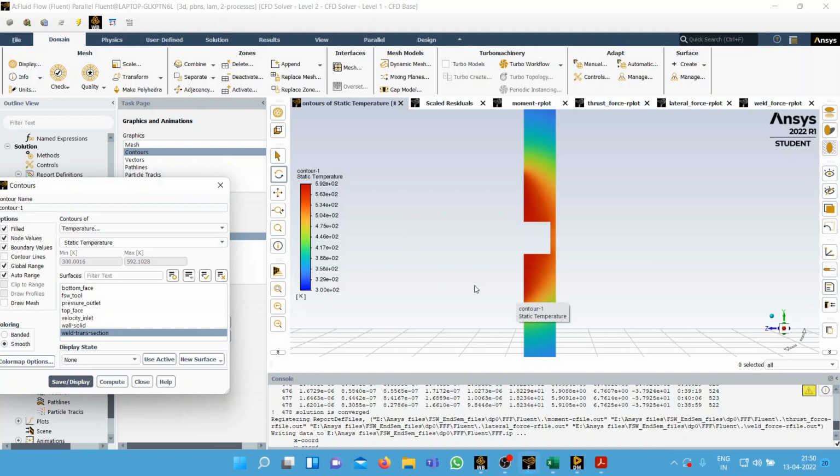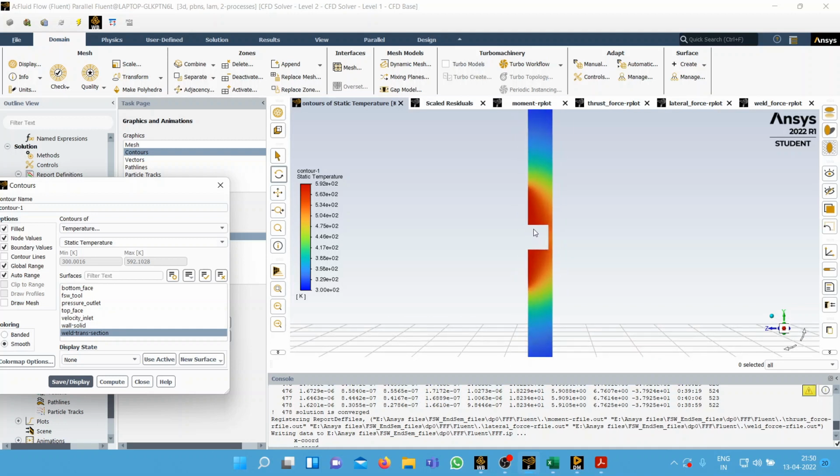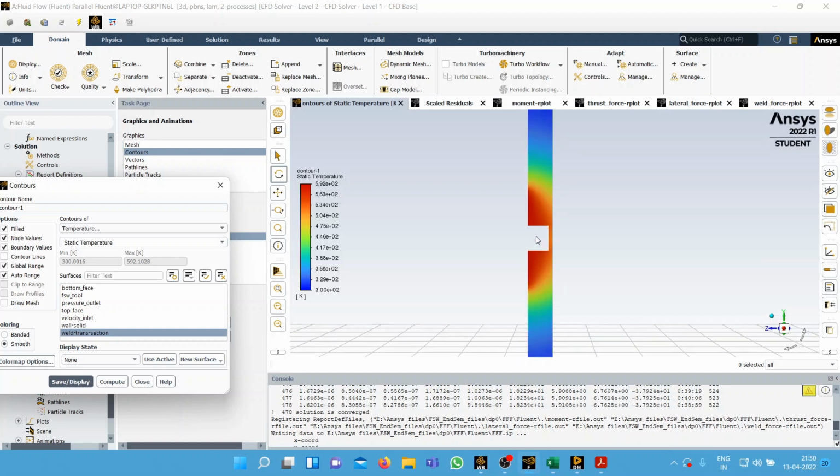Here we can see the lowest temperature is 300 Kelvin. That is the ambient temperature which was initialized. And here in the stir region, the temperature is very high, around 592 Kelvin. And you can see the temperature distribution. Here the heat gets conducted, and the temperature gradually reduces while going away from this tool region, this weld stir region.